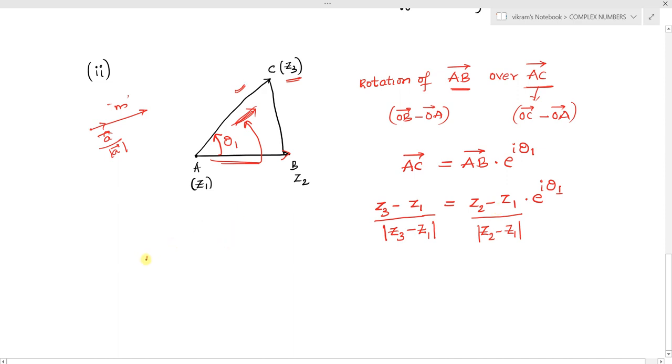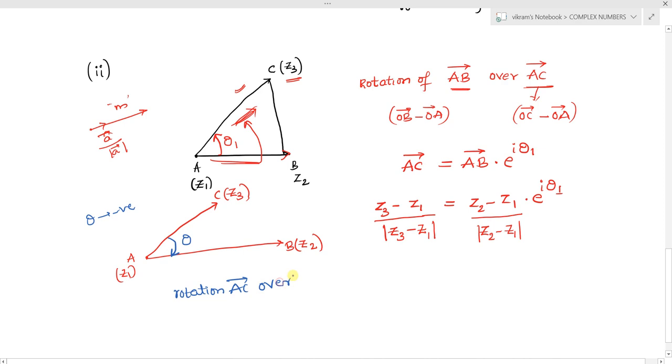Now A represents the complex number z1, C represents the complex number z3, and B represents the complex number z2. Now rotate AC to obtain AB. So AC has to be rotated in the clockwise direction. If it is rotated in the clockwise direction, theta must be considered negative.